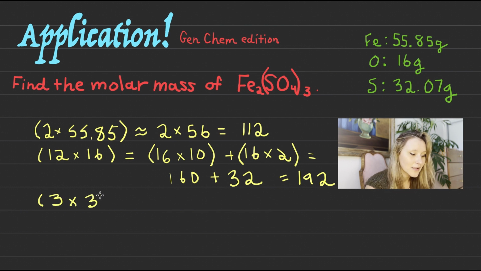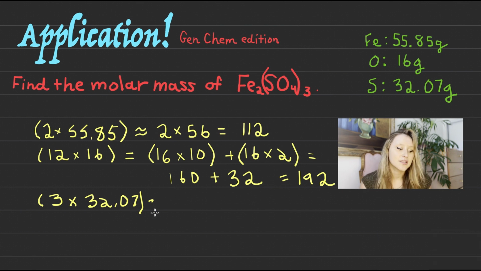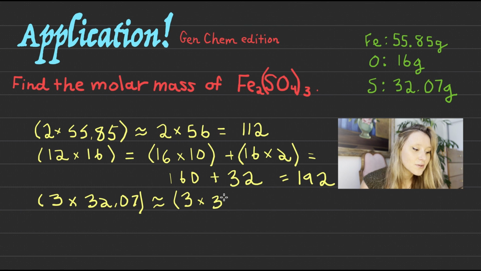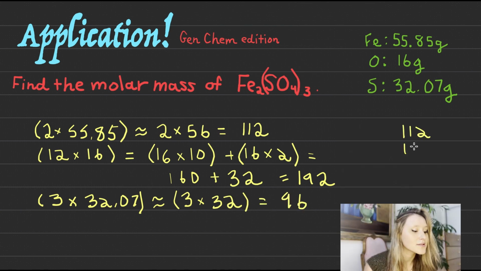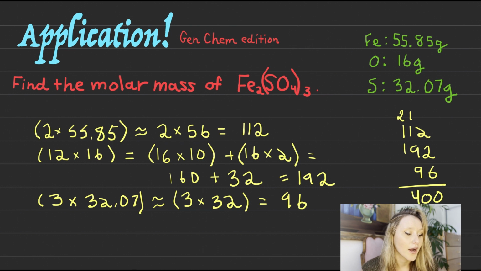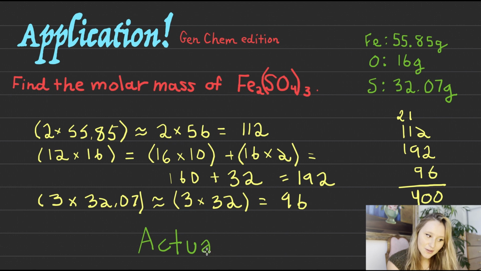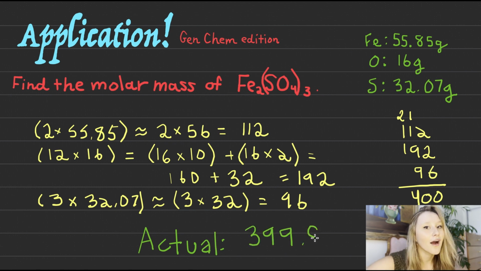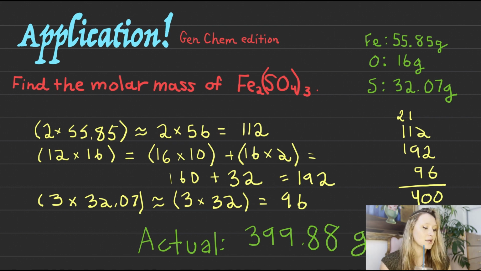Then finally, let's do the sulfur. We get 3 times 32.07. We're just rounding down here. 3 times 32, we get 96. Okay, so let us add all of these together. I'm just doing quick math. We get about 400. And what's the actual molar mass? 399.88. So that's not too far off. We can do some rounding, you know.